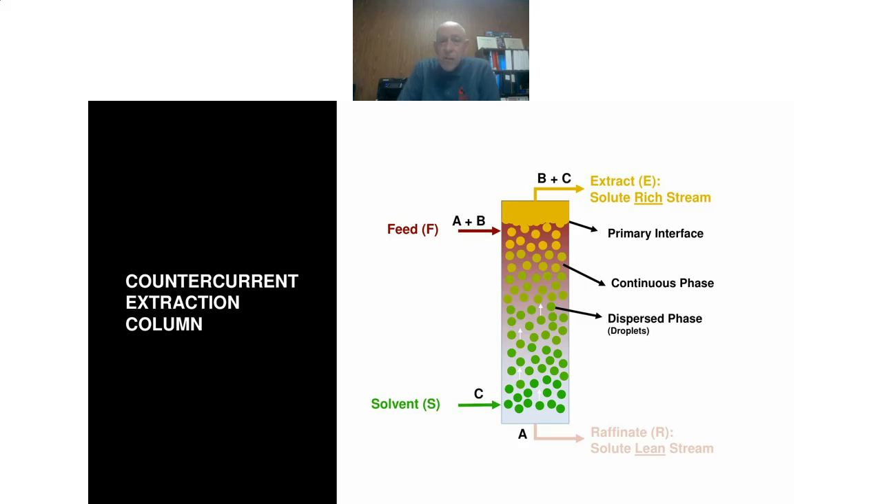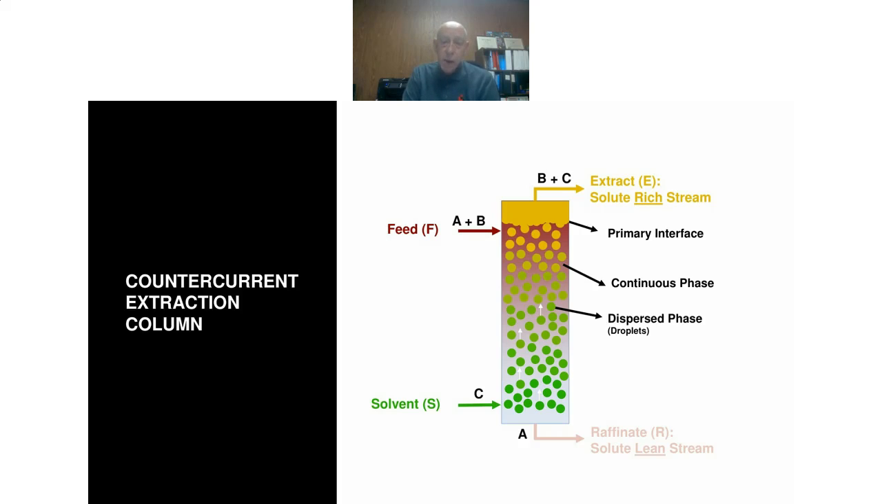And the idea then of an extraction column is to create theoretical stages as the two phases flow countercurrently. In this particular example we're showing here, the feed is the heavy phase. So say that is an aqueous stream, and so it's heavy. And solvent, say that's toluene, which has a lower density than water. So that would come in at the opposite end of the column, at the bottom of the column. And then these two phases will flow countercurrently inside that column, and you'll do something inside this column to create theoretical stages, which we'll talk about in a couple of minutes.